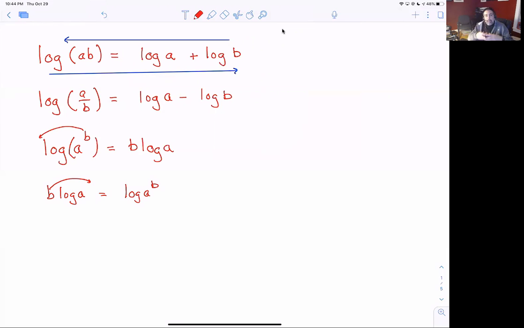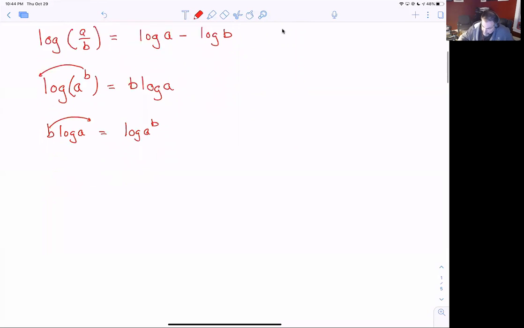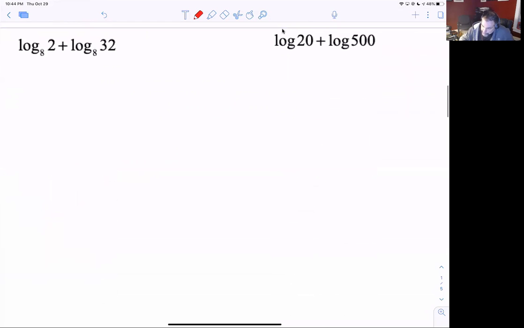So these are the three log rules that I'm really going to try to stress with you throughout this video today. We're going to look at a bunch of examples, and that's going to get you guys started on your homework. So here's our first two.